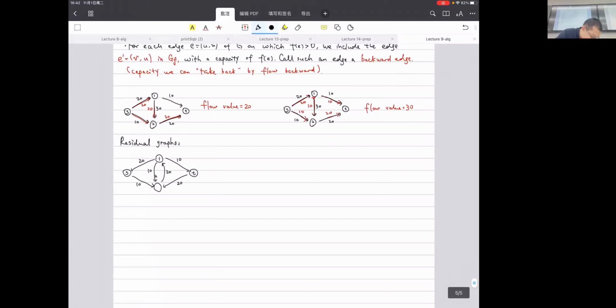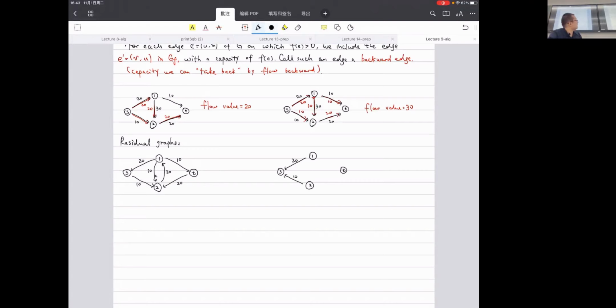So let's also consider the other graph. We have an S, and we have a T here, we have a 1 here, we have a 2 here. So basically, we can also check. From S to 1 here, we only have a backward edge because we have utilized the 20 capacity here. So we have a 20 here, and we have a 10 here.